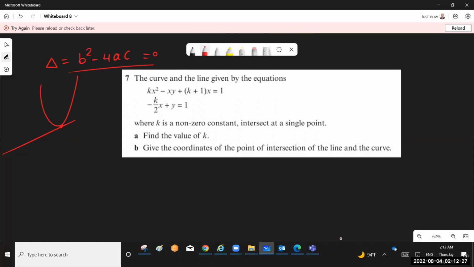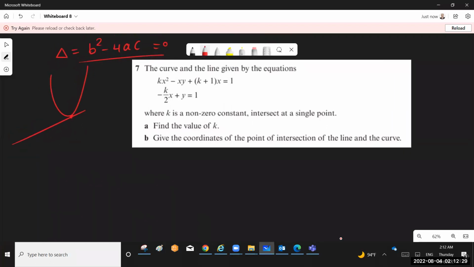We try to substitute from the first equation into the second equation as normal, from the linear to make y the subject. It's better here to make y the subject from the second equation. y is equal to 1 plus half k, or k over 2, x. Okay? We substitute from this equation into the first equation. Okay? Let's start.